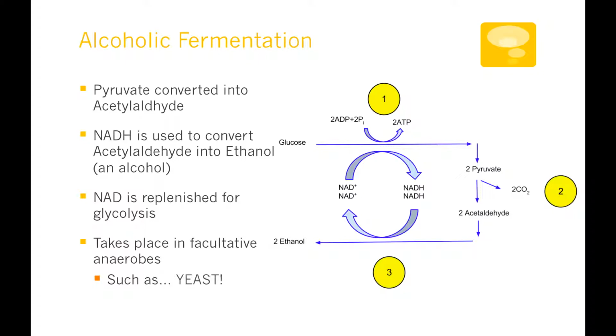Then there's alcoholic fermentation. In alcoholic fermentation, pyruvate is converted into a chemical known as acetaldehyde. NADH is used to convert acetaldehyde into ethanol and alcohol. NAD is replenished for glycolysis again in alcoholic fermentation.